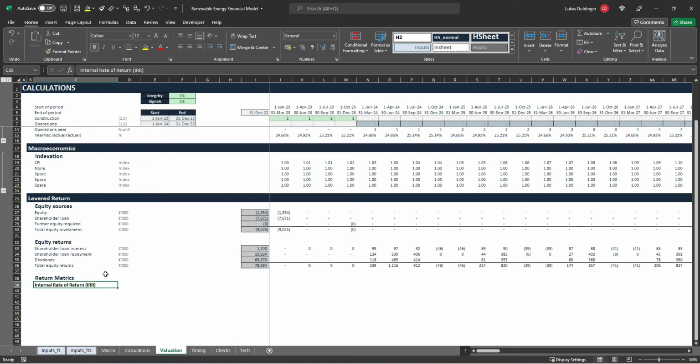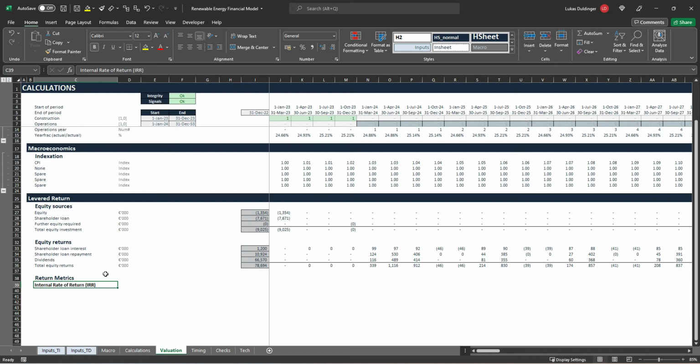And the internal rate of return is by far the most commonly used return metric when it comes to renewable energy investments. So this will be the main figure that any investor or project developer will want to look at first when determining how good this investment really is. And before we calculate our IRR, a brief explanation of what this return metric basically says.